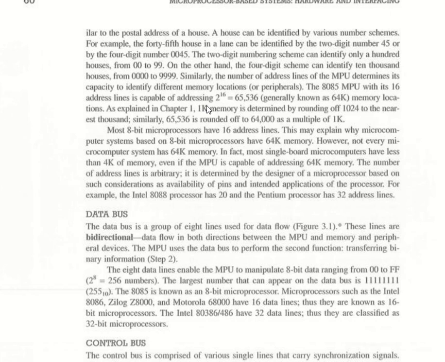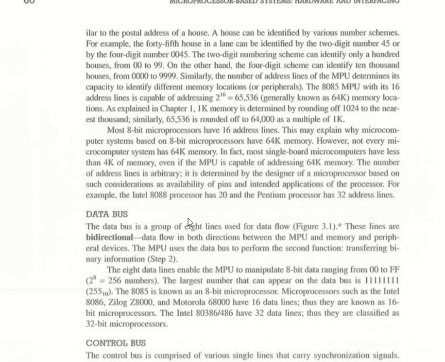The number of address lines is arbitrary. It is determined by the designer of the microprocessor based on considerations such as availability of pins and intended application of the processor, right? For example, the Intel 8088 processor has 20 and the Pentium processor has 32 address lines. Now nobody uses the 8088 processor, I think, but we all have seen Pentium, haven't we? So that was the address bus.